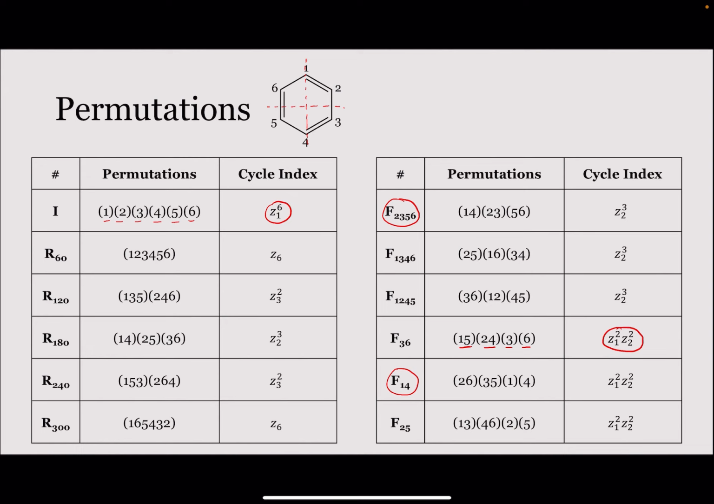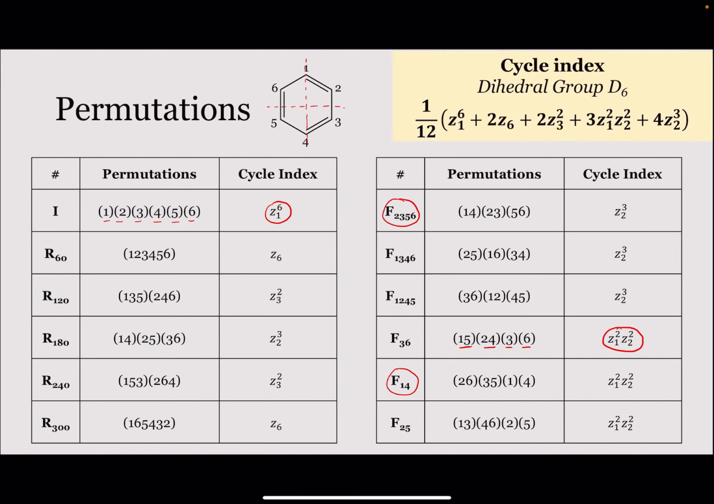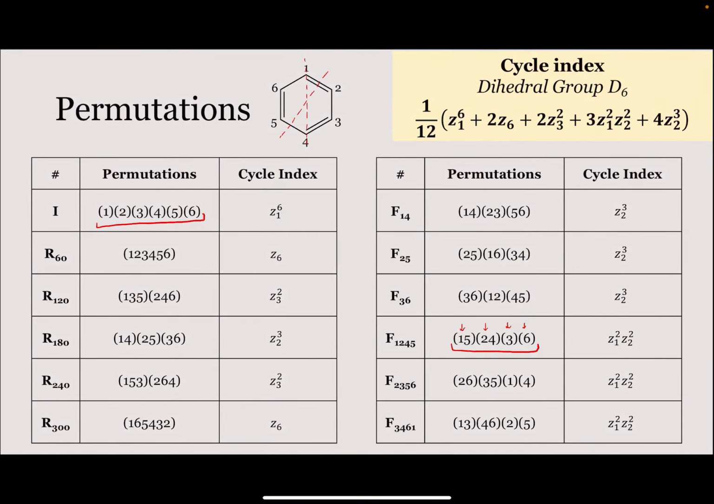Now we're going to add up all the cycle indices and divide that by the total number of operations that we have. This is just our dihedral group D6. So it's going to be 1 over 12 for the 12 operations, and then adding in all our different cycle indices that we see. That is going to be your dihedral group D6.